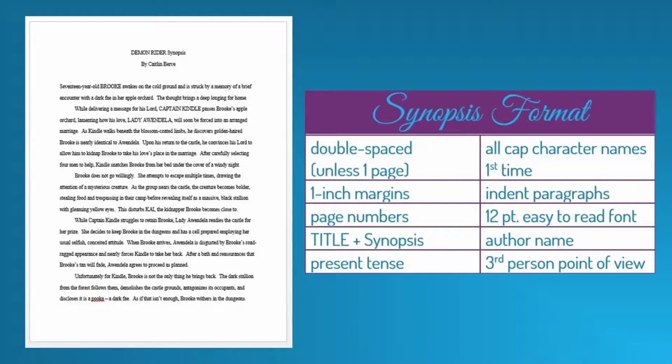Also include your name. The one exception to this is if you're writing a single-page synopsis. In that case, you often are asked to use single spacing, but everything else is the same. Whether or not you need to do that should be on the agent or publisher's website. So that's what a synopsis looks like. There are 2 other important components to a synopsis that you should know about.